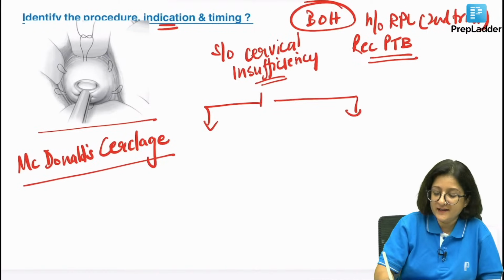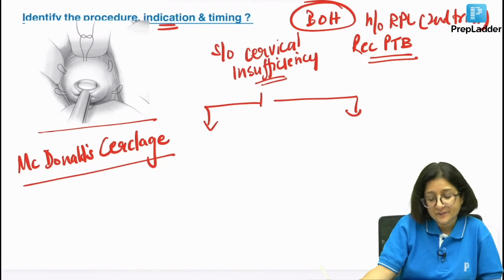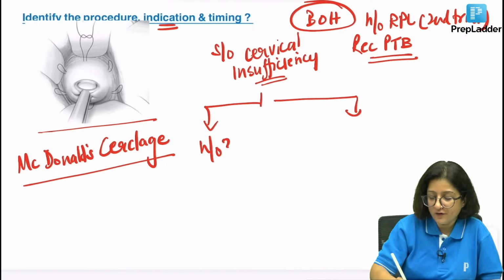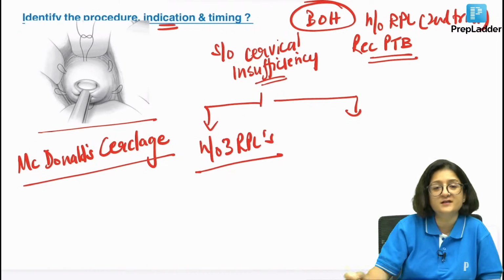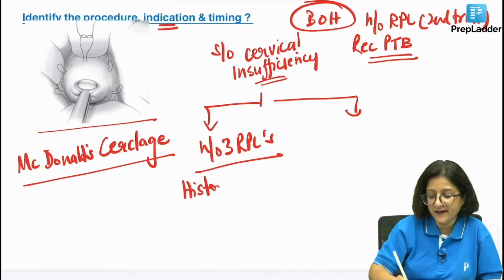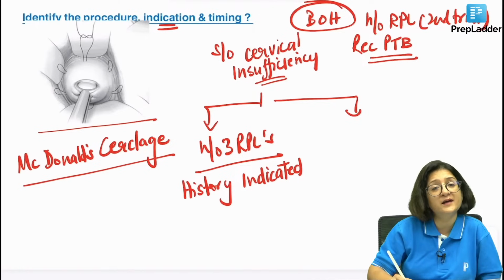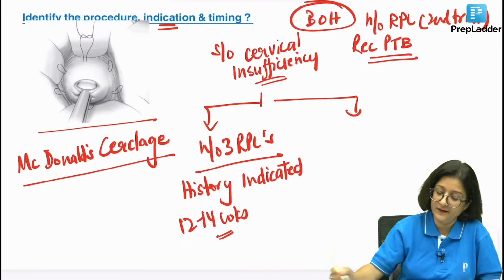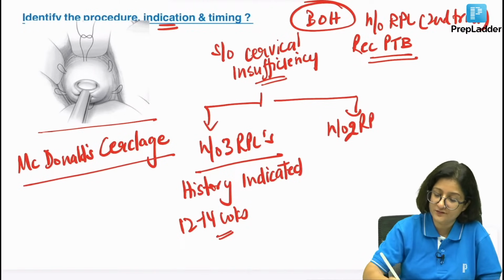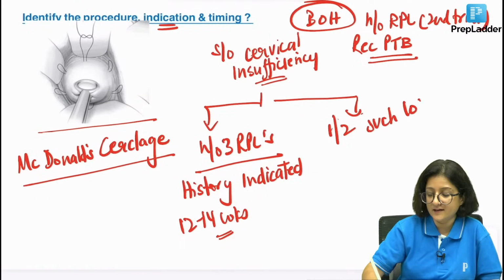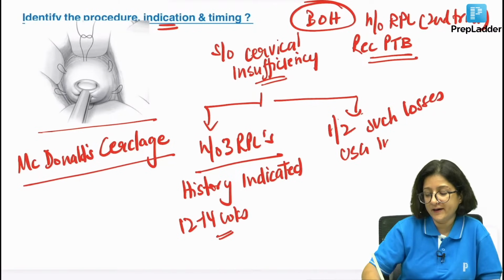After that, we will see the patient is going to be pregnant. Okay, if there is history of 3 such recurrent pregnancy losses, we can go for history indicated cerclage. The timing is between 12 to 14 weeks. If there is history of 1 or 2 such recurrent pregnancy losses, not 3, she is not qualifying for history indicated, then we can do ultrasound indicated.